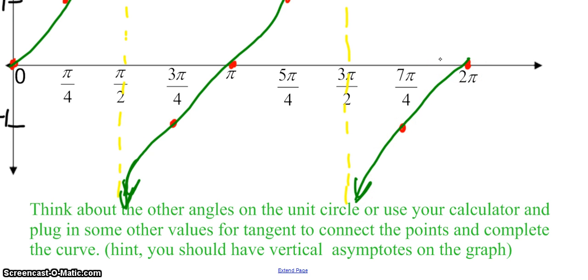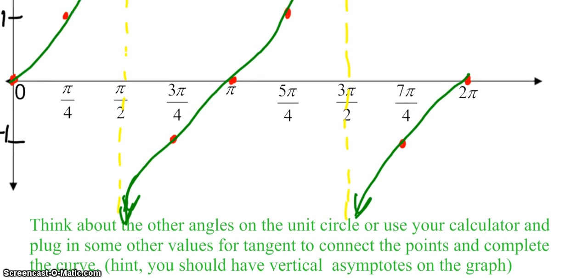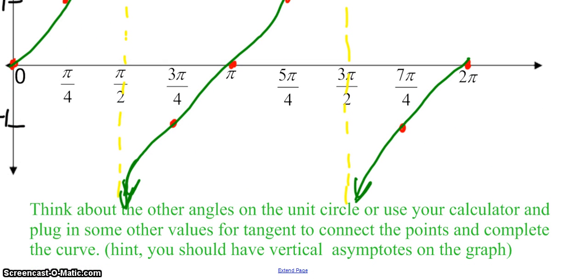So just like the sine and cosine, this goes on forever. We only drew from 0 to 2 pi because we were talking about the unit circle. You could have also plotted other values from tangent. So from the unit circle we get √3 and we get √3 over 3. Those are irrational numbers though, so they're going to be decimal approximations.